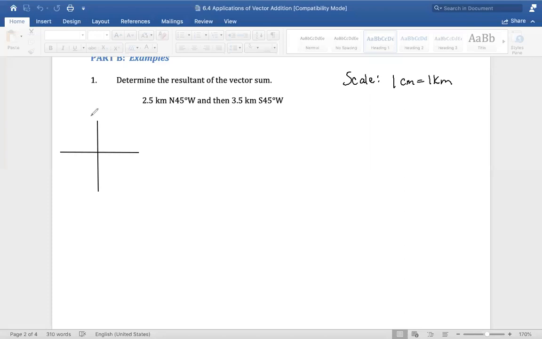Okay, so let's put those in our compass directions: north, south, west, east. And so now let's read the first one. I think that one was a dark green, let's say. So that's what color we'll do it. So I'm going 2.5 kilometers.